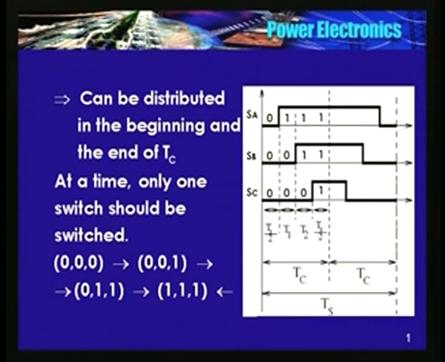So I started with 000, 001, 011 and to 111 and again backwards, okay. So this is about the space vector PWM technique, wherein only one device is being turned on or off.